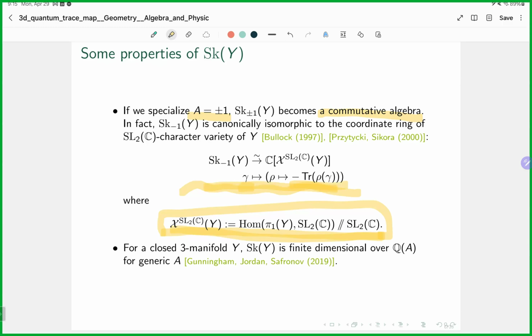Can you explain once more, why is gamma an element of pi1 of Y? Sorry, could you please speak a little bit louder? What is gamma? Is it an element of the fundamental group? Oh yeah, gamma is a free homotopy class of loops, so say a conjugacy class of elements of pi1 of Y. Thank you.